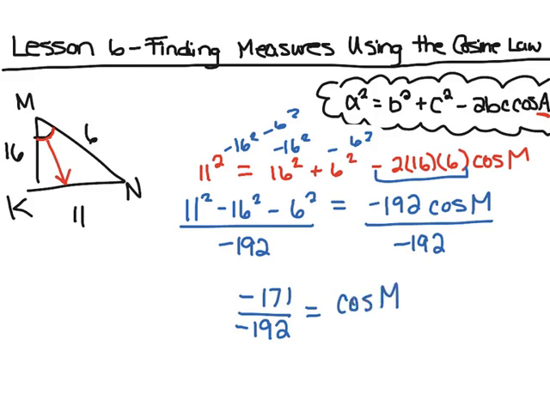You don't have to, you can type it in all at once, or you can, I don't care. Then you're going to do cos to the negative 1 of both sides. So type in negative 171 divided by negative 192 equals, second function cos equals, and rounded to the nearest degree, you should get 27 degrees. So make sure you type that all into your calculator and make sure you can get the same answer that I did. That is how you find measures using the cosine law.